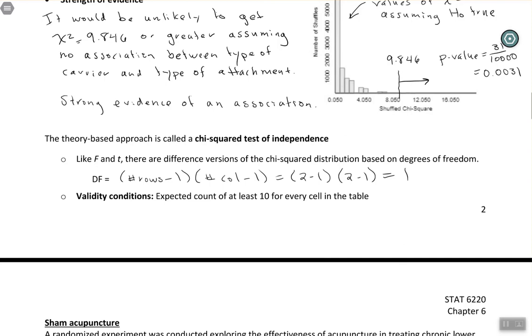Okay, so that's how you decide which chi-squared distribution to use, but that's only appropriate if your validity conditions are met. So the validity conditions are that your expected counts need to be at least 10 for every cell in the table. So different textbooks actually use different rules of thumb for how big the expected counts need to be, and 10 is a pretty conservative value. That's about as high as you see it. Our textbook uses 5, that the expected counts need to be at least 5, so that's what we'll go with.